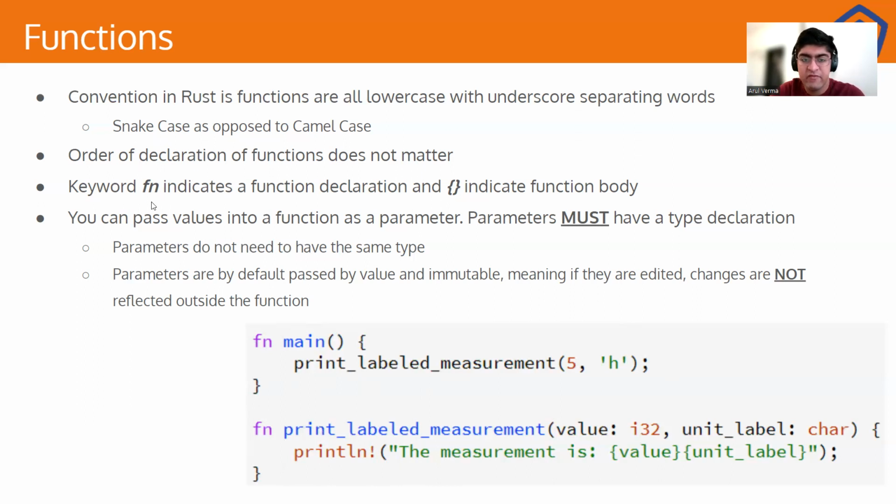So as I said, the keyword fn indicates a function declaration. For your function body, you want to use curly braces. So you can see we've always used curly braces to denote our function body.